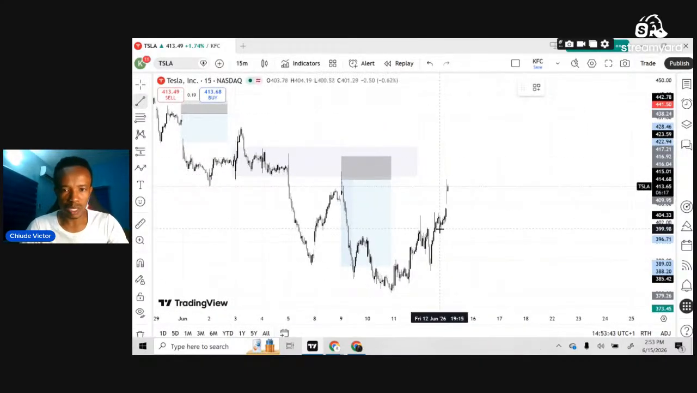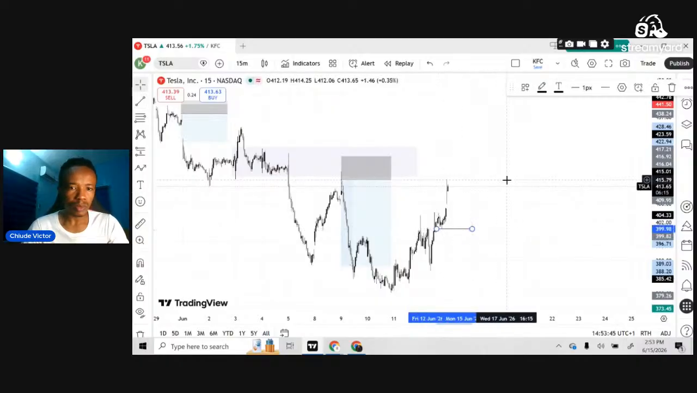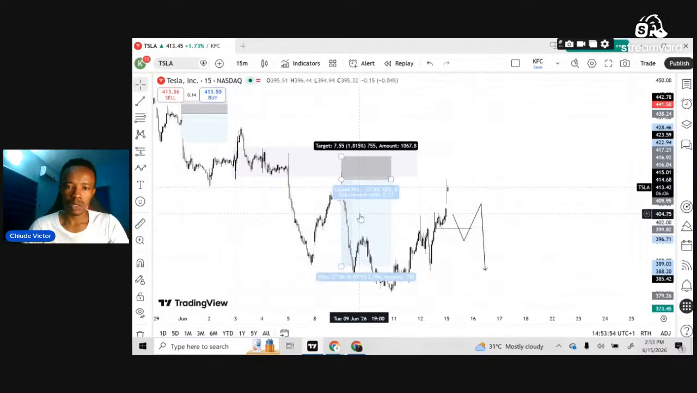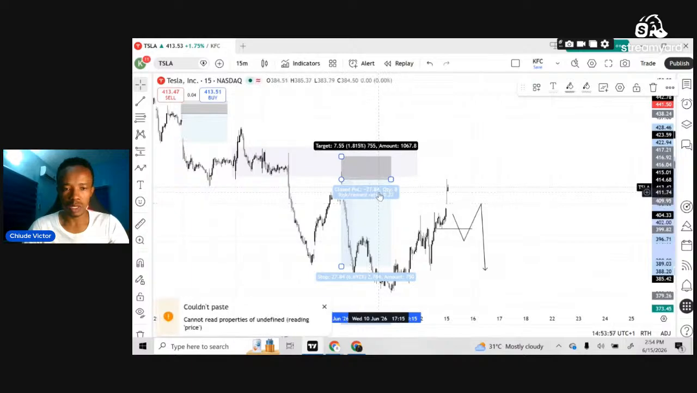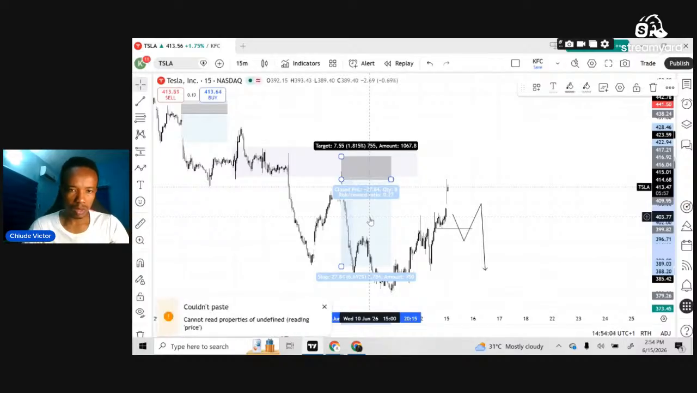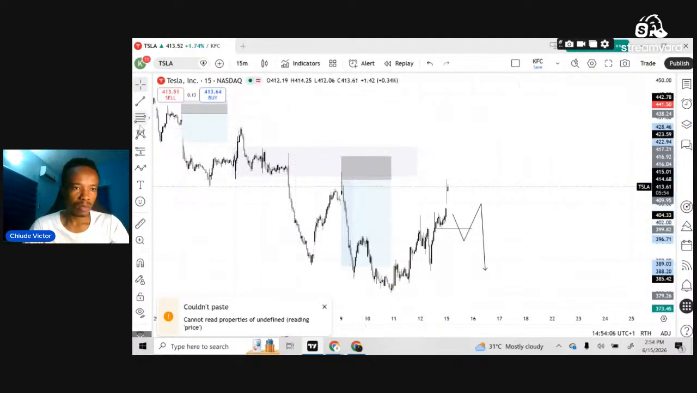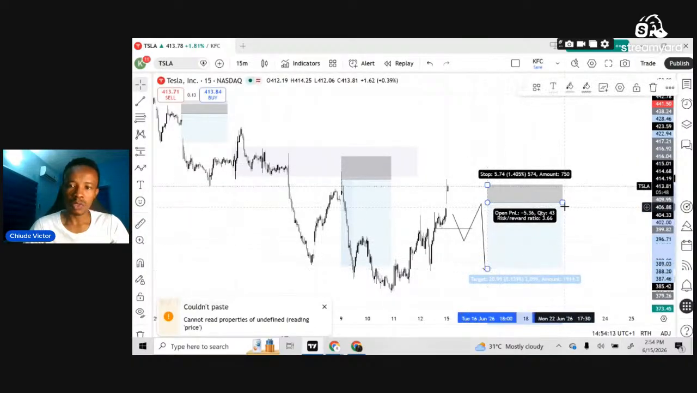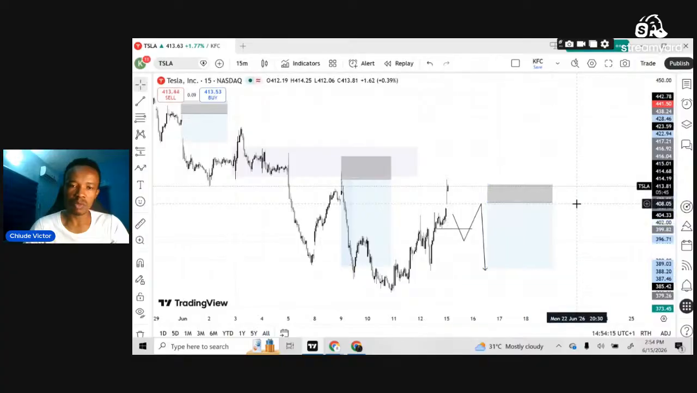So for any reason it takes out this low, we're going to find bearish entries on Tesla and just probably come here. Okay, and that could be, let's look for another one that could be an entry like this to this point. So this is what I'll do with Tesla if I get bearish confirmation.